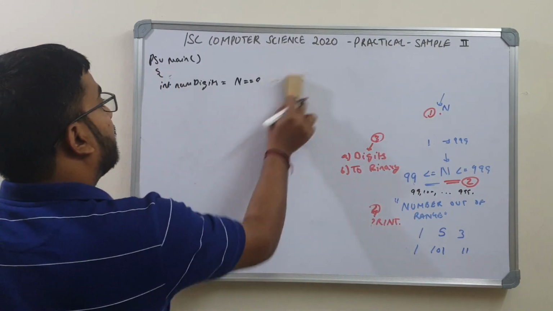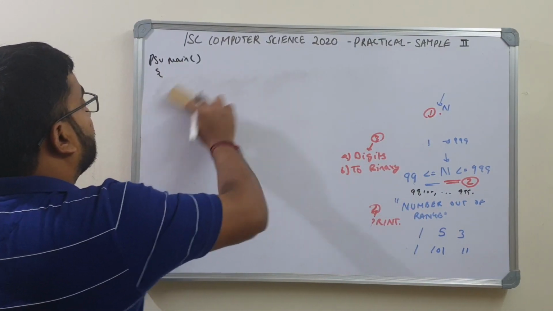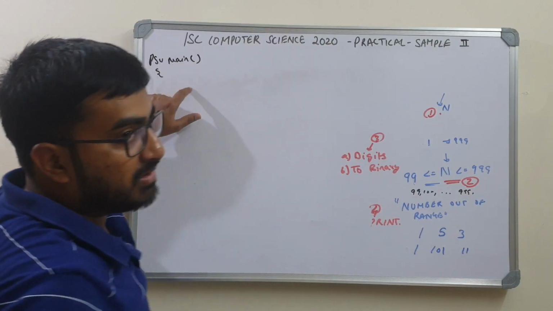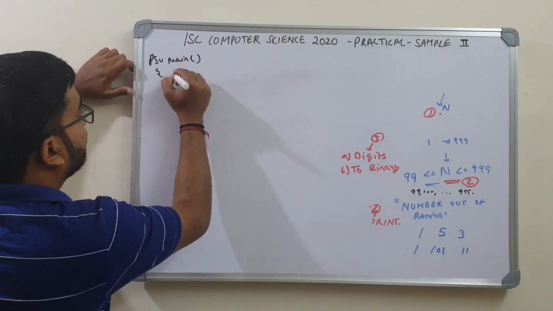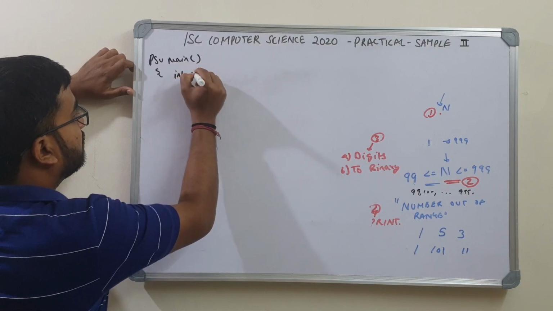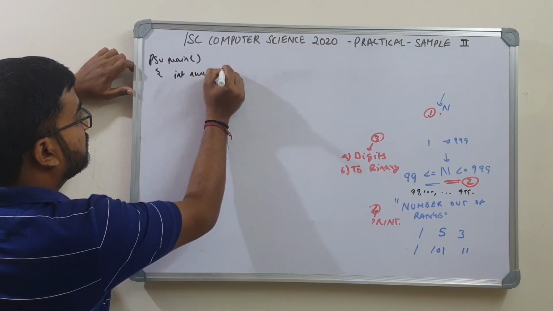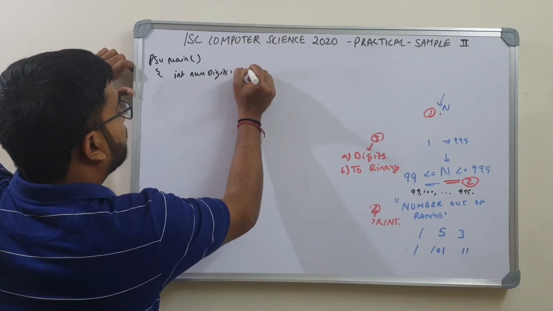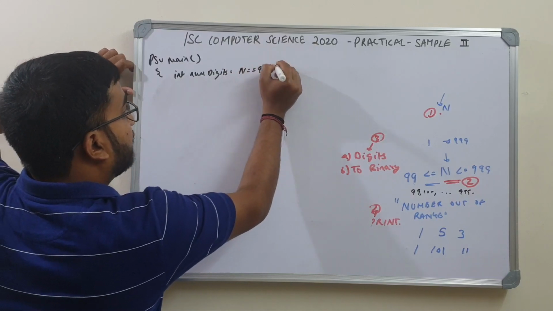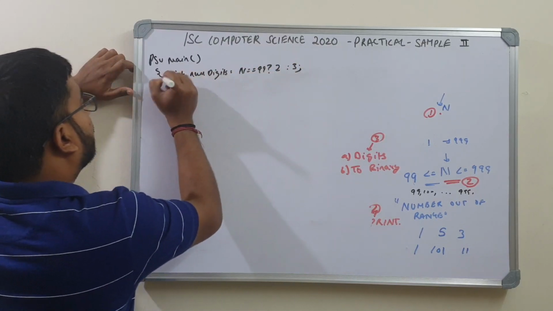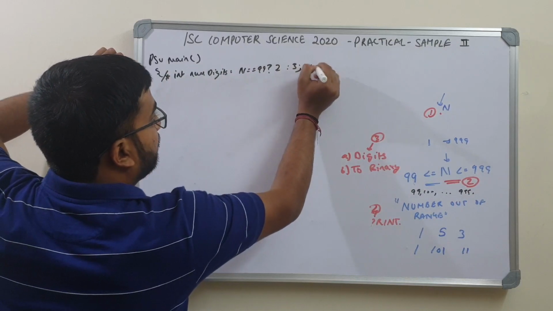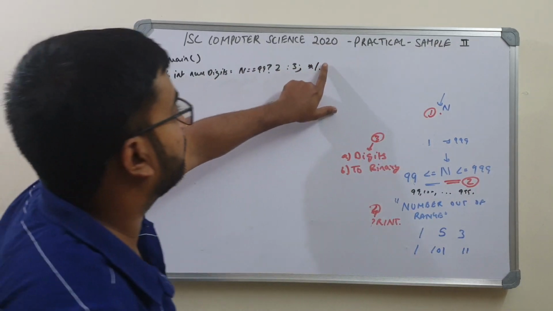Or if you want, we can write another method. I'll keep this as well. I'll say int num digits is equal to n equals 99, in that case it is 2, otherwise it is 3. I'm going to comment it, and check it later when I compile and run the program.